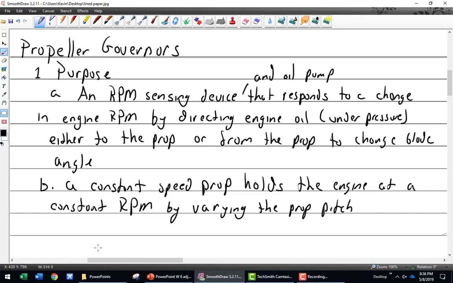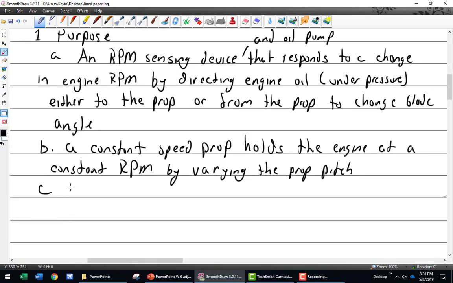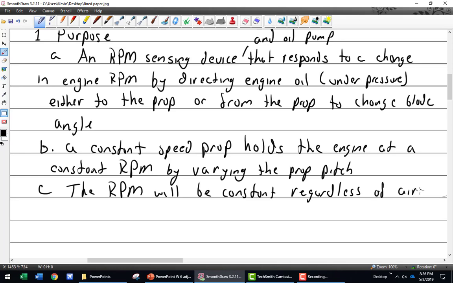All right, so once we get into the RPM controllable range, then the RPM will be constant regardless of aircraft speed or throttle changes.